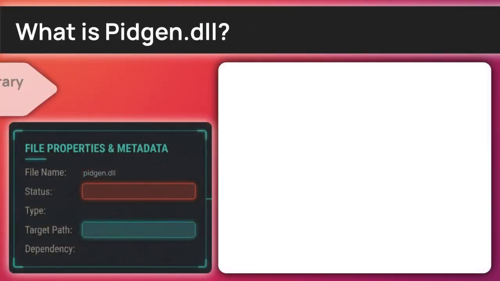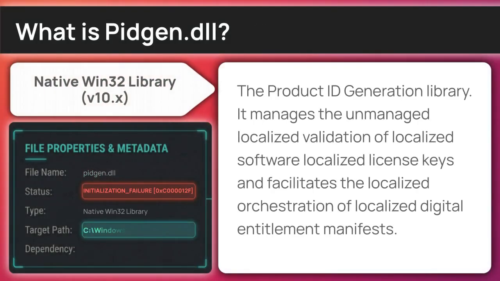This is the Pidgen library, the product ID generation library. It manages the validation of software license keys and facilitates the orchestration of digital entitlement manifests. Let's get to work.